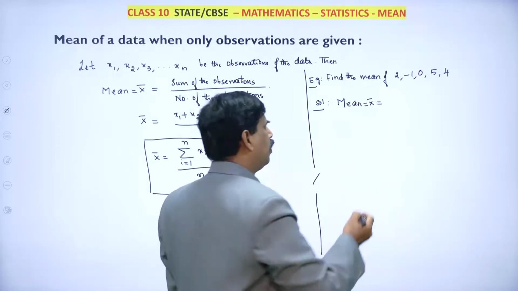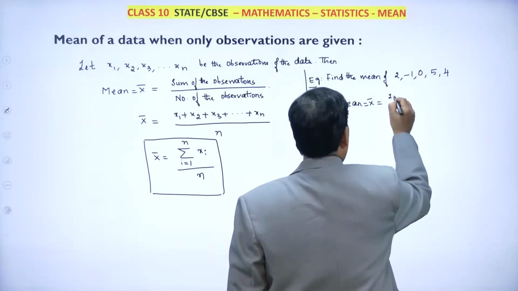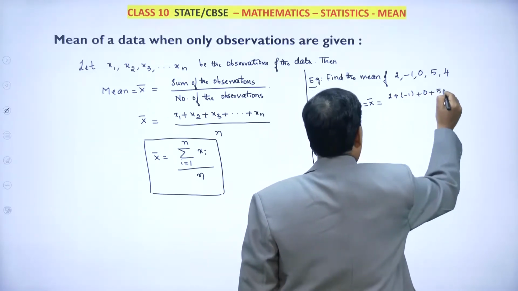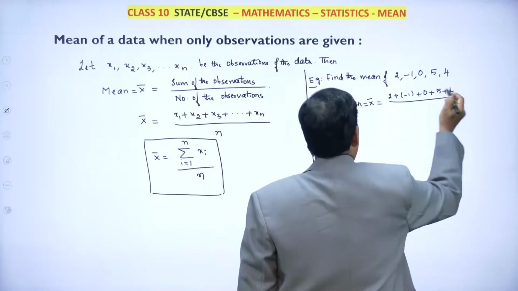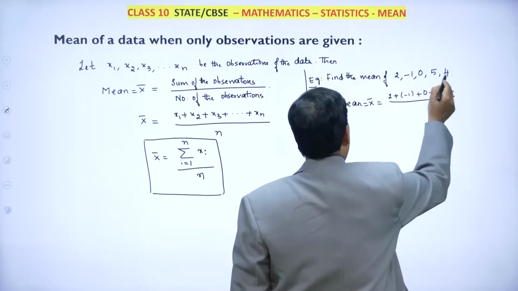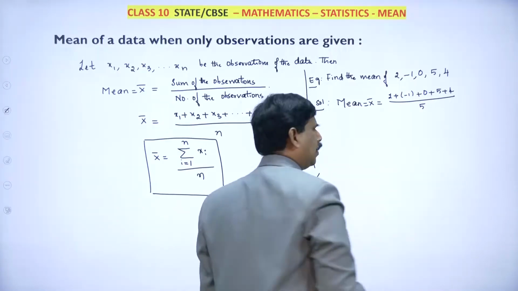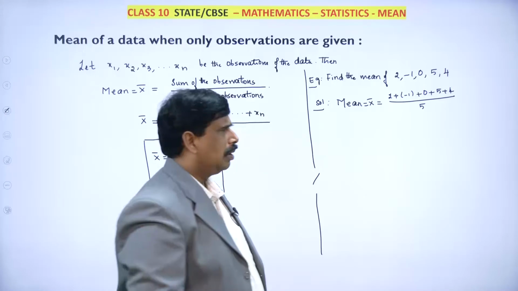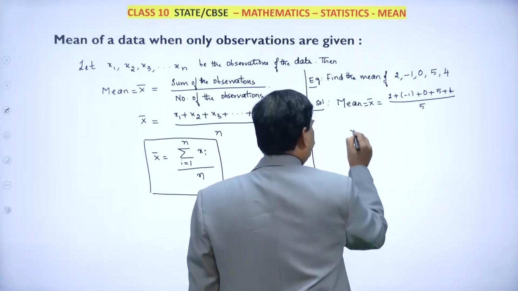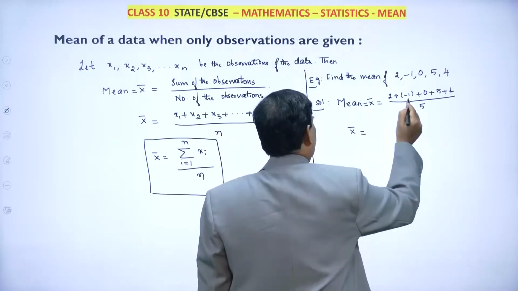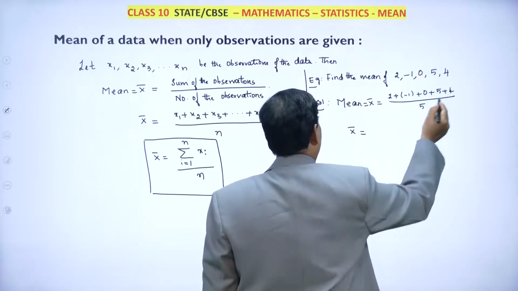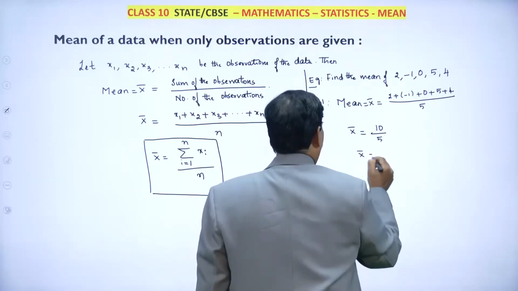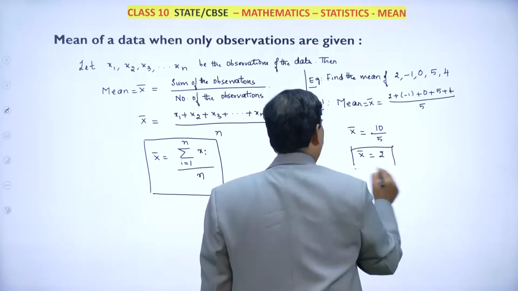So what are the observations here? 2 plus minus 1 plus 0 plus 5 plus 4 by, you count how many? 1, 2, 3, 4, 5. You also should count that 0, children. You should also count 0. You cannot leave 0. So now this is equal to 2 minus 1 is 1, 1 plus 0, 1, 1 plus 5, 6, 6 plus 4, 10. 10 by 5. So mean is 2.